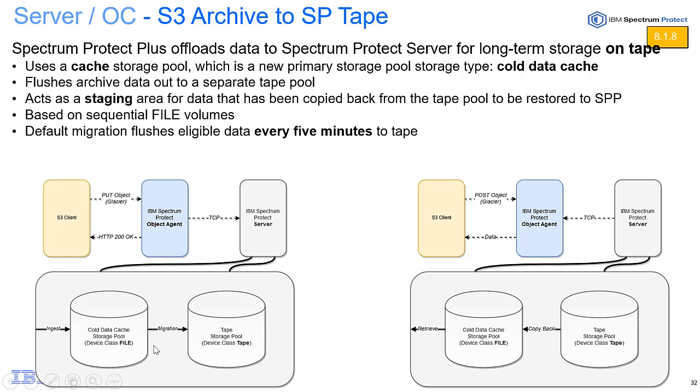When it comes to restore, the S3 client, which in this case is Spectrum Protect Plus, does a post object using the Glacier S3 protocol to the Spectrum Protect server, which is acting as the object agent. The Spectrum Protect server will request the data be copied back from the tape out to the cold data cache. And then from there, the Spectrum Protect Plus S3 client can access the data.